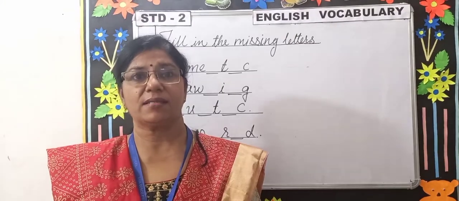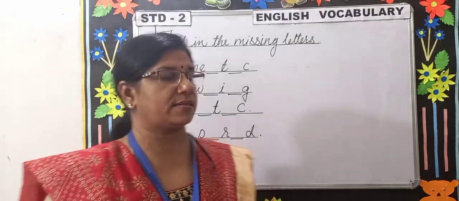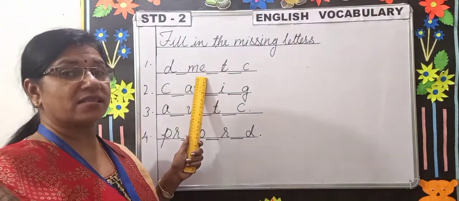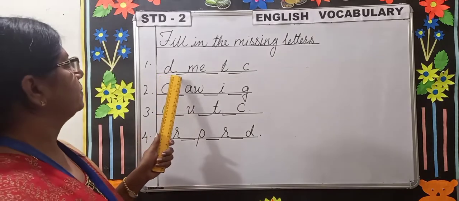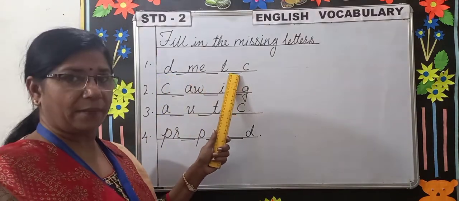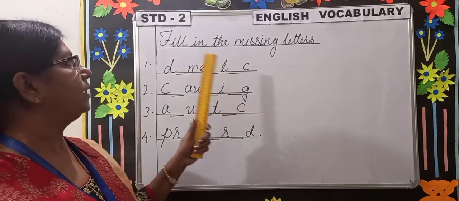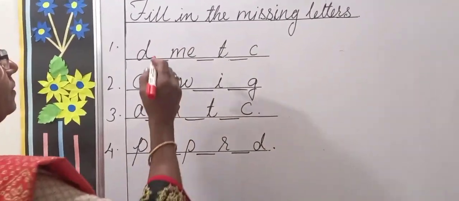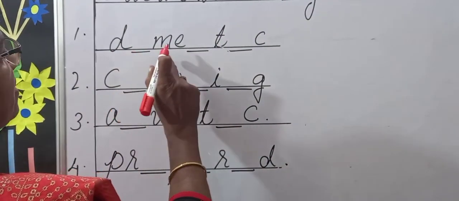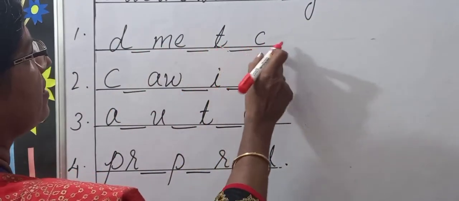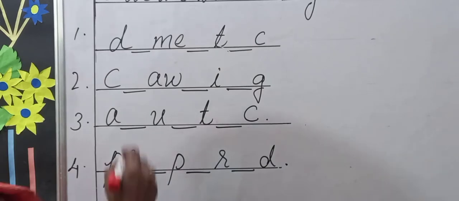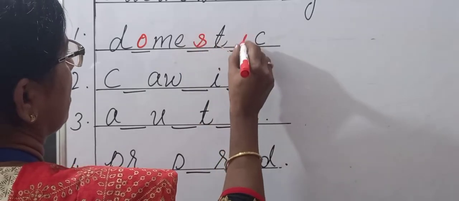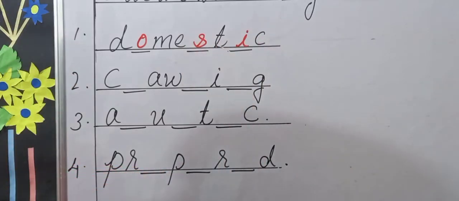Our next topic is fill in the missing letters. Children, if you are familiar with the words, you can write the answers very fast. Here, in between a few words, letters are missing, you have to find them out. That is, fill in the missing letters. Can you do it, children? Let us start. Number 1. D dash, M E dash, T dash, C. You have to find out the word. D-O-M-E-S-T-I-C. What is this, children? Domestic.